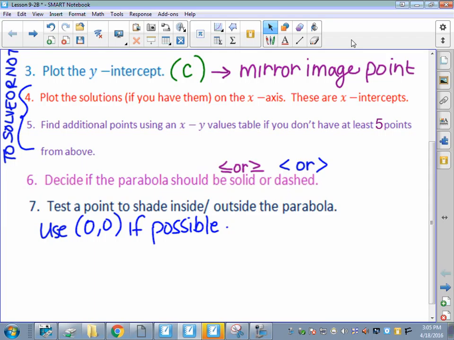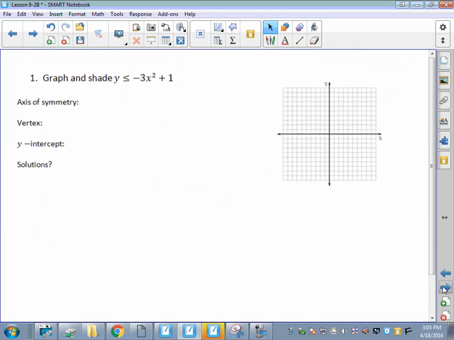So let's do an example. Let's start out with the inequality y is greater than or equal to -3x squared plus 1. So we have a couple options here. This is actually in vertex form if you want to think of it in vertex form, or this is also in standard form. If we're going to do our axis of symmetry, we'd have to identify our A, B, and C, right? So what's our A value in this?